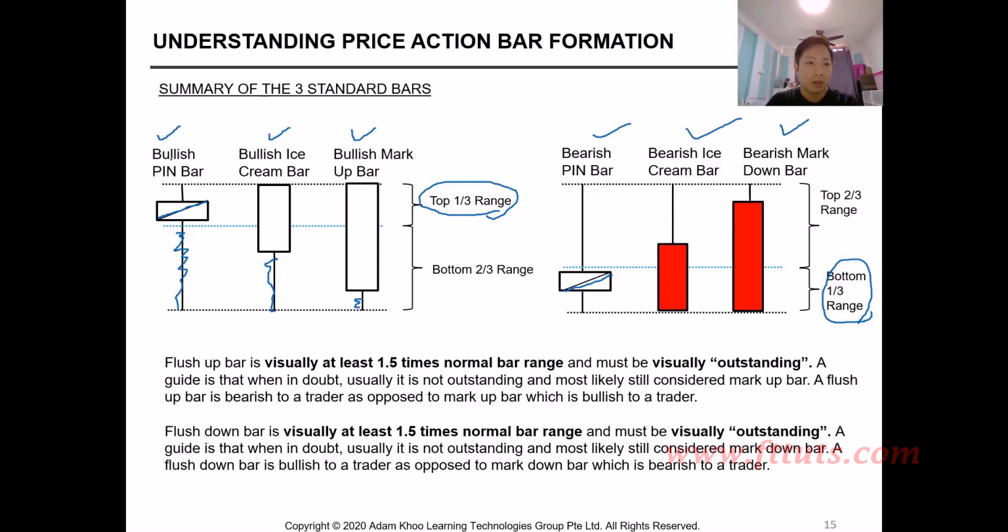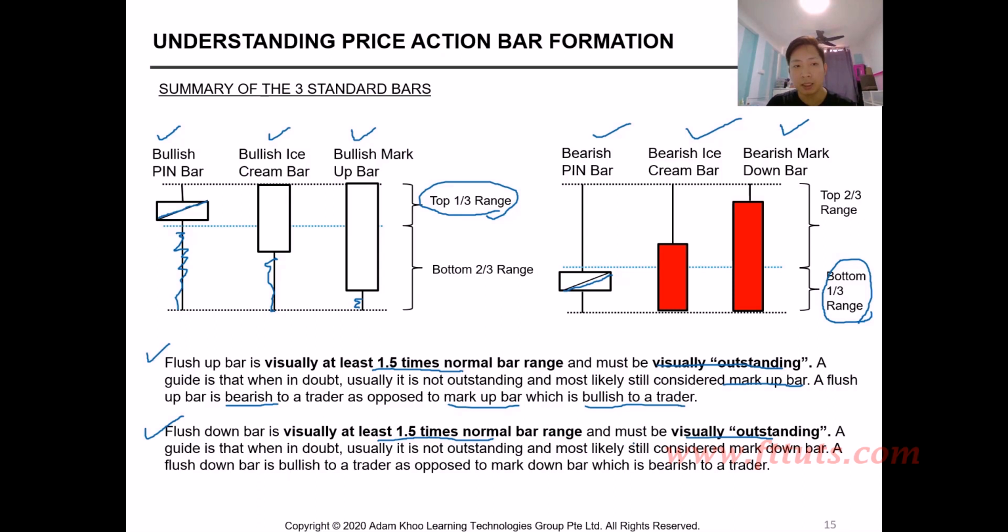Okay, so I also went through what a flush up bar and a flush down bar are. Basically, you want to see that the range is about 1.5 times. It must be visually outstanding. If it's not outstanding, it's usually not. So for a flush up bar, if it's not outstanding, it's usually considered a markup bar. And when you identify a very outstanding green bar, which is a flush up bar, it is bearish to a trader as opposed to a markup bar, which is bullish to a trader. And how to use them, as I mentioned earlier before I started this lesson, is to use it according to the structure, which we will cover later on.